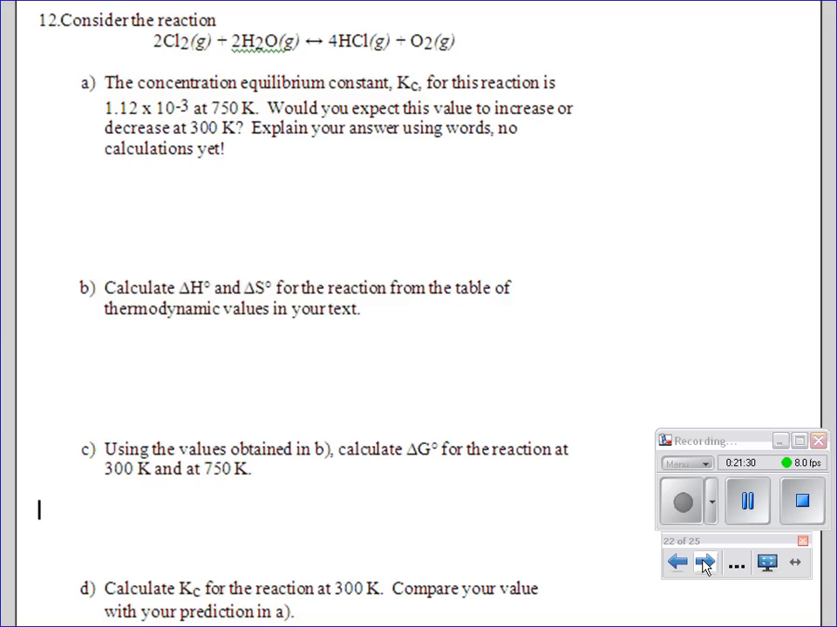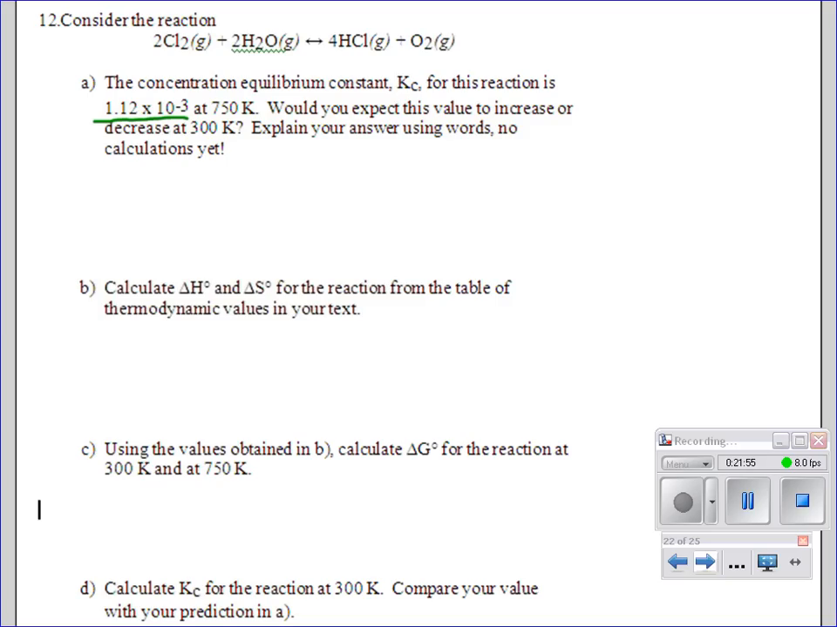I like this problem a lot. It tells us the equilibrium constant for this reaction at 750 is 1.12 times 10 to the negative third. Would you expect this value to increase or decrease if we drop the temperature to 300? Explain using words only, and not math. I'll show diagrams. So we're not going to do math here.